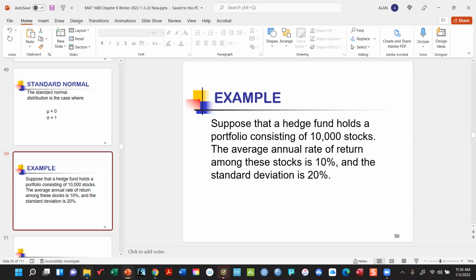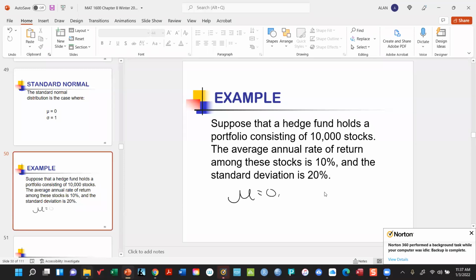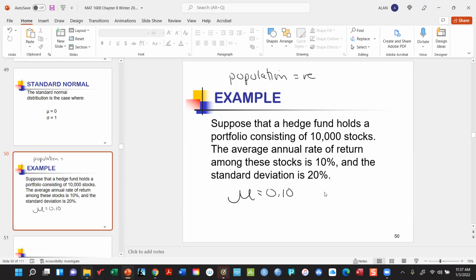All right. Okay. So I think we're ready for our examples. So once again, we have a hedge fund that holds a portfolio with 10,000 stocks in it. The average annual rate of return is 10%. Now that's mu right there. And that's because the returns to these stocks are our population. So the population in this example equals the returns to the 10,000 stocks. That's our population.